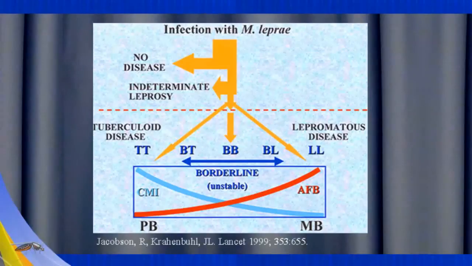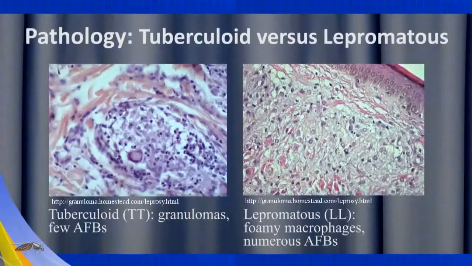Paucibacillary, PB, leprosy is defined as 5 or fewer skin lesions without detectable bacilli on skin smears. Multibacillary, MB, leprosy is defined as 6 or more lesions and may be skin smear positive. Biopsies look different in the leprosy spectrum as well. On the left, tuberculoid TT leprosy is characterized by the presence of non-necrotizing granulomas in the dermis and peripheral nerves with absent or few acid-fast bacilli.